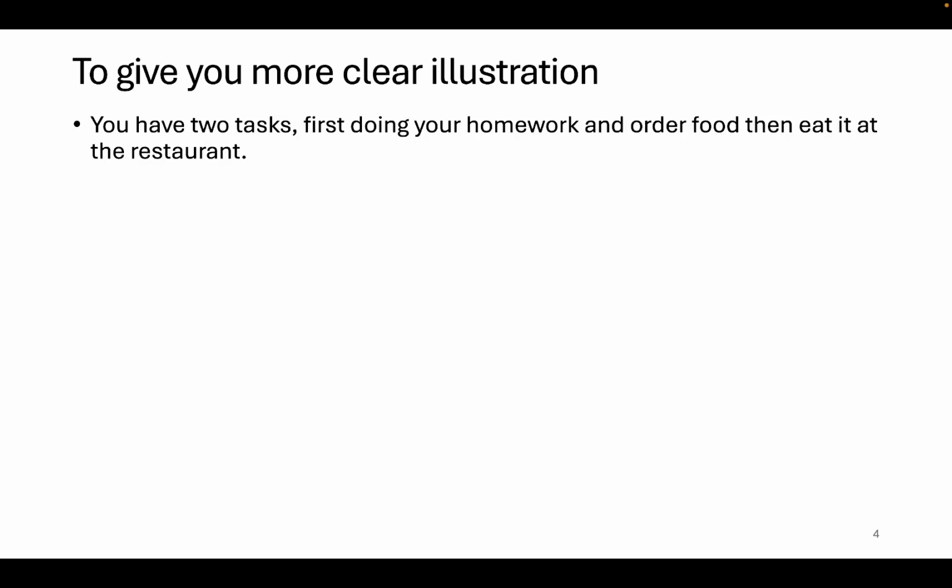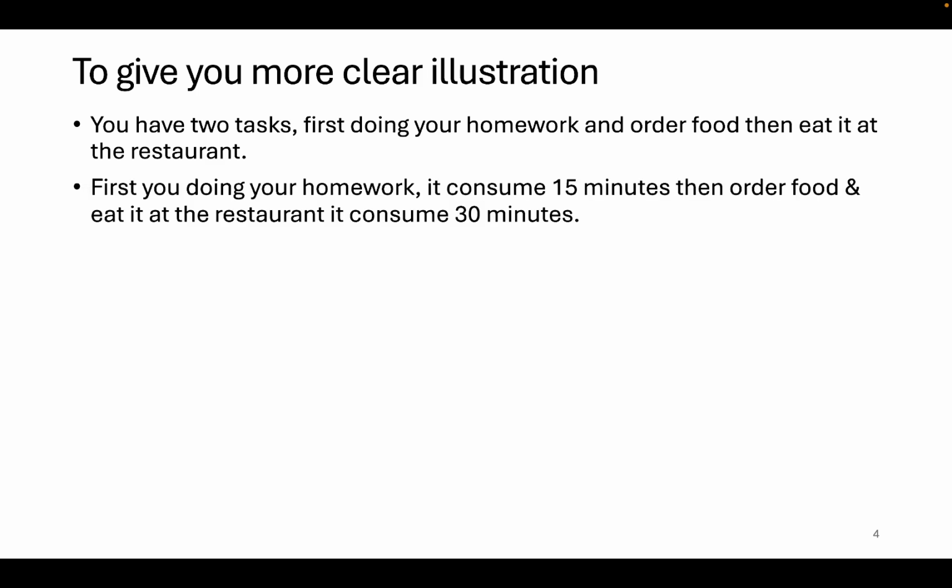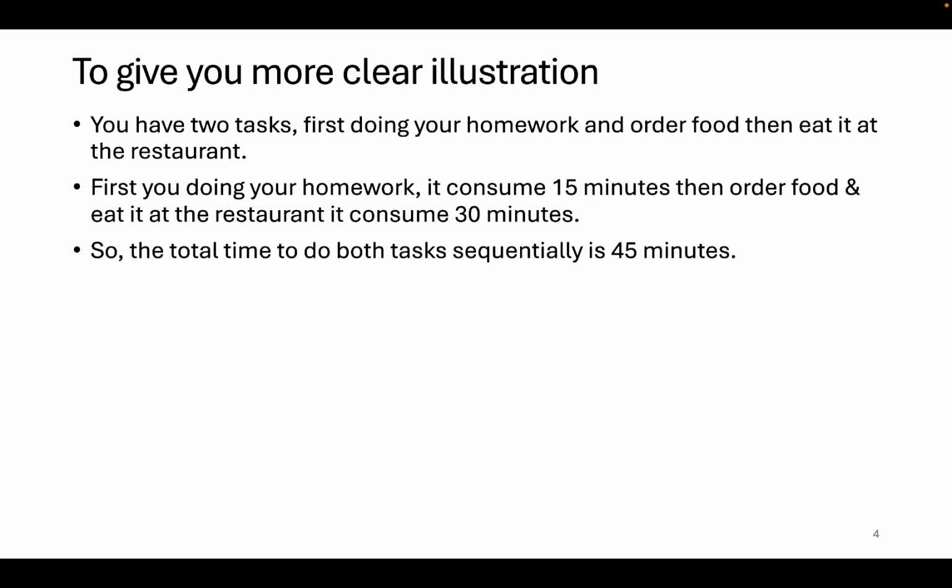So to give you a clearer illustration, for example, you have two tasks. First, doing your homework, and second, ordering food and eating it at the restaurant. Doing your homework consumes 15 minutes. Ordering food and eating it at the restaurant consumes 30 minutes in total. So the total time to do both tasks sequentially is 45 minutes.